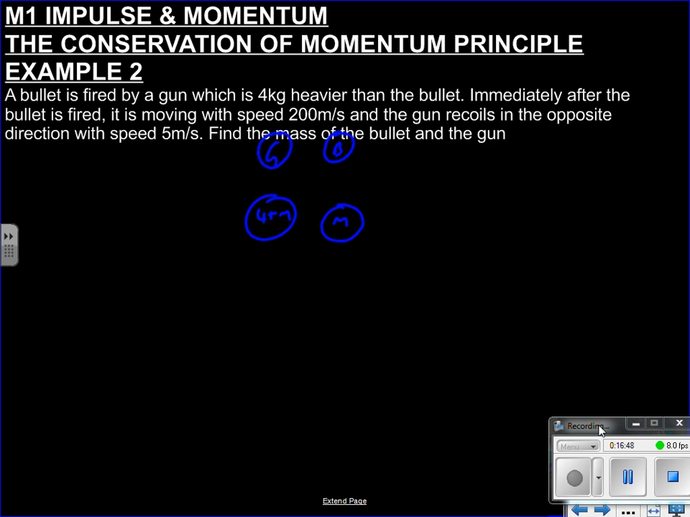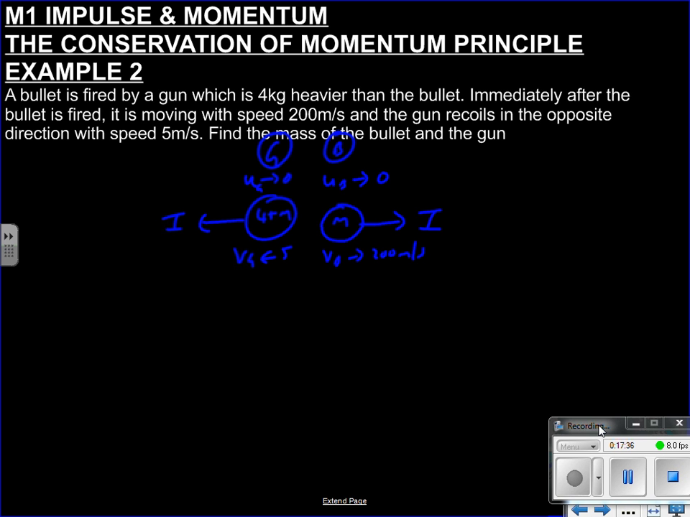Immediately after the bullet is fired, it's moving with speed 200 meters per second, and the gun recoils in the opposite direction with 5. So before the impulse has occurred, so there is an impulse, isn't there? Because there's a collision between the gun hammer and the bullet, let's say. There is a spark, there is an impulse. Both are going with 0. So UG and UB are both 0. But then once it's fired, the bullet speeds off with 200 meters per second in that direction, and then the gun recoils. So it goes the other way in the opposite direction of 5 meters per second. Yeah? So all my arrows are in place now.